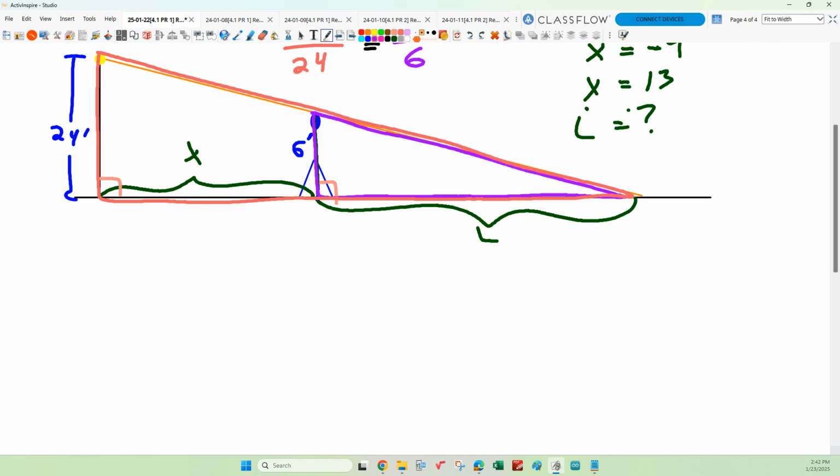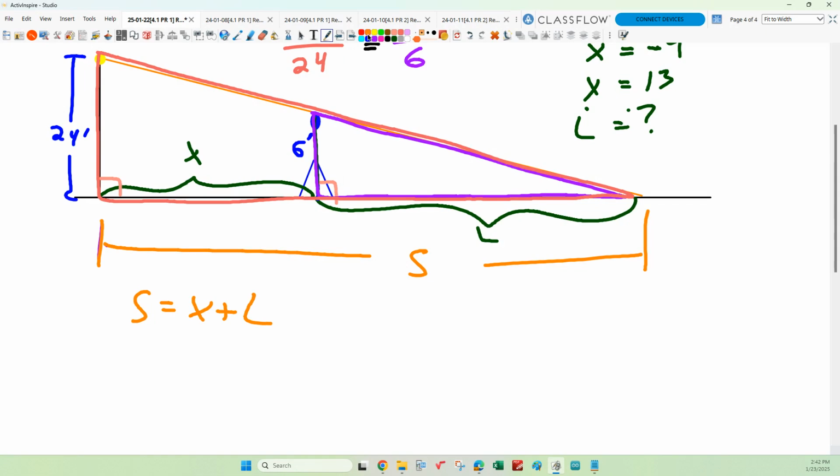So we could say that this whole distance right here, all the way from the lamp post out to the tip of the shadow, we call that S. What is S going to be in terms of X and L? X plus L, right? So what's S dot going to be in terms of X dot and L dot? X dot plus L dot, right? It can be easy. That's all I'm telling you. Well, we did a lot there. You got to finish that one.